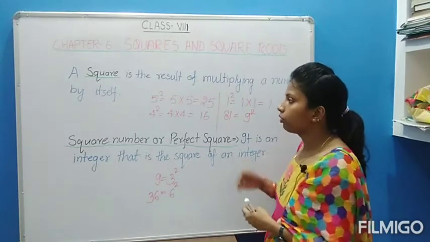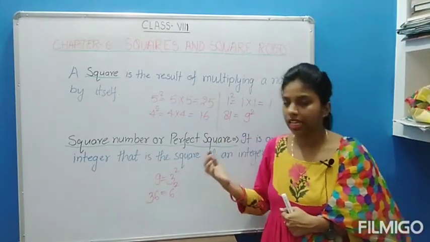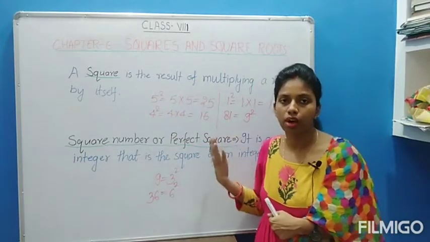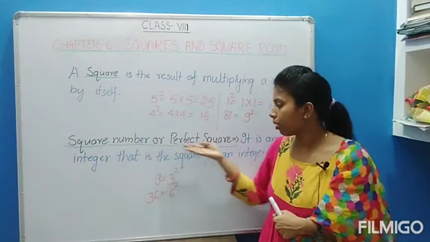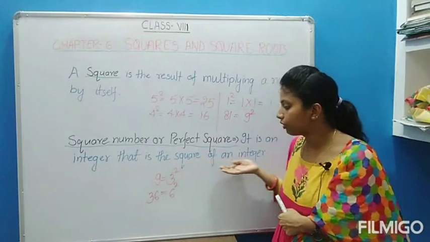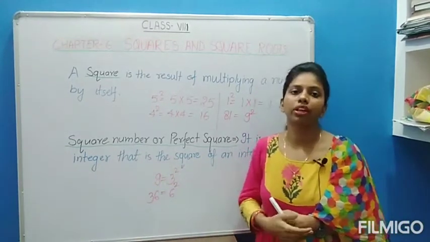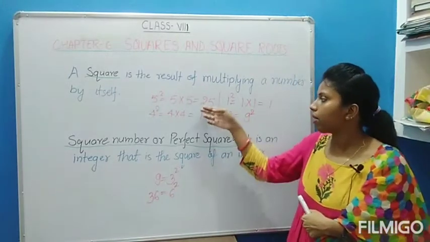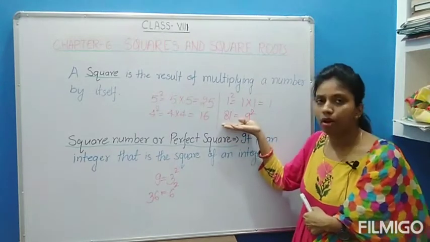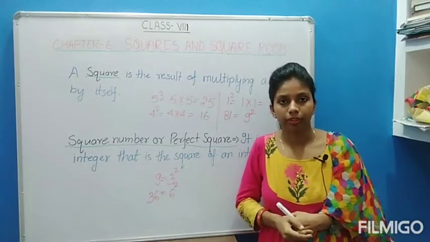So what we get is that a square number is the result of multiplication of a number by itself, like 5 square means 5 into 5, 4 square means 4 into 4. Second, a square number or perfect square number is an integer that is the square of an integer. Like 9 is a perfect square number, 36 is a perfect square number, 25 is a perfect square number, 16 is a perfect square number, 81 is a perfect square number. So these are examples of perfect square numbers.